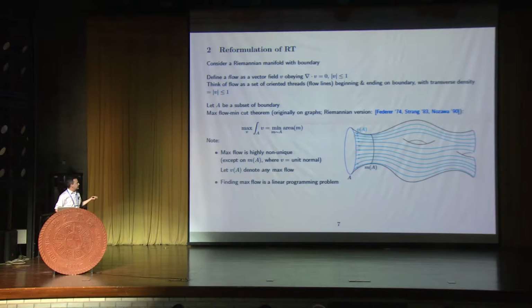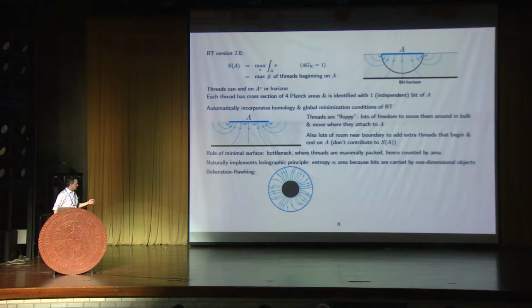And I just want to point out that this Max-flow Min-cut theorem is used all over the place in computer science, essentially because it turns the problem of finding a minimal surface, which is sort of a nasty nonlinear problem with local minima and stuff like that, into a linear programming problem. Well, I think it's obvious what I'm going to do next. Given this, I can just rewrite Ryu-Takayanagi. And so this is the new version. As promised, surfaces do not appear anywhere in this version. I'm going to set 4G Newton equal to 1 for the rest of the talk.